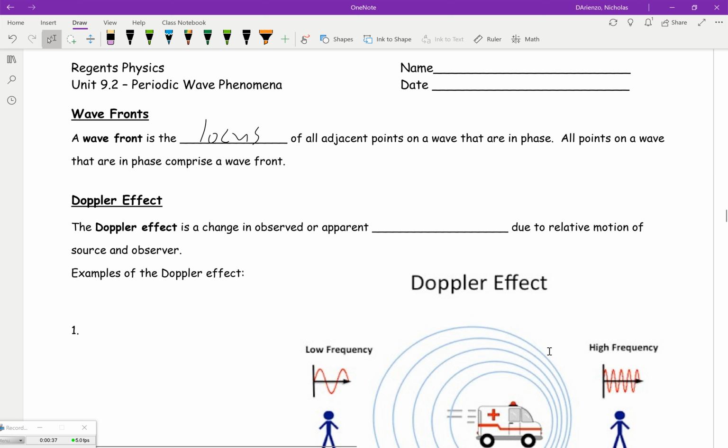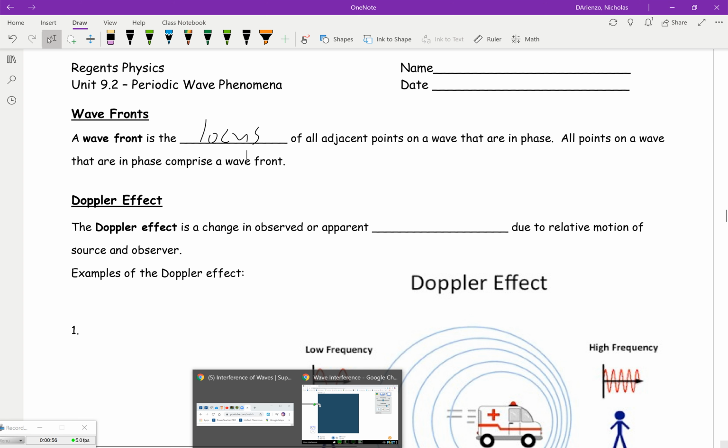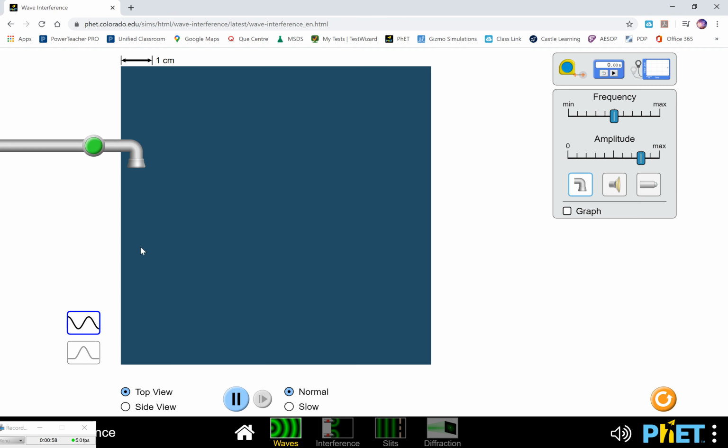is the locus of all adjacent points on a wave that are in phase. And really, what that's saying is all points on this wave here, in front of this ambulance or behind it, are all constituting a wave front of this particular wave of the sound of the ambulance. And to show you what this means, I'm going to show you this in two different views.